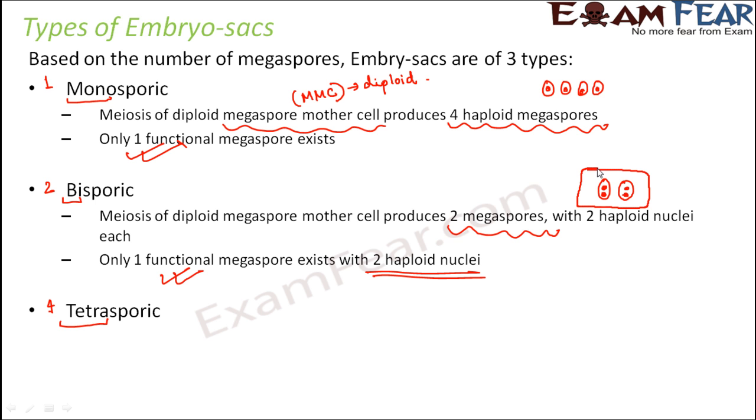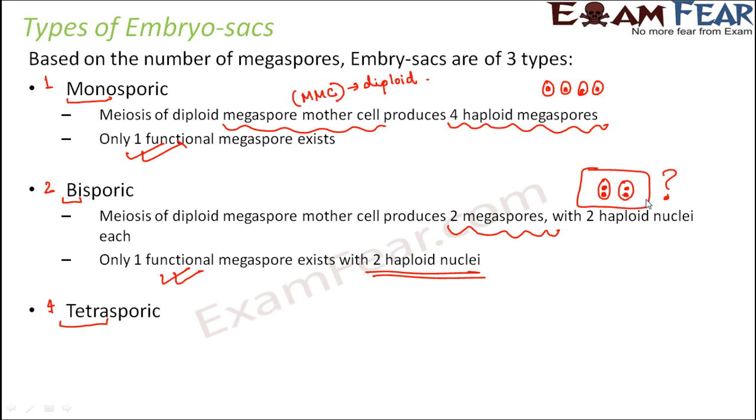That is, why is the result of meiosis like this in the case of a bisporic embryo sac? Now, that is because after meiosis, meiosis has meiosis 1 and meiosis 2. So by the end of meiosis 2, the cell number kind of becomes half.